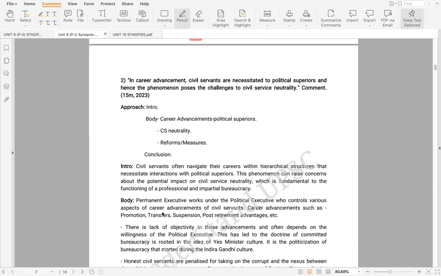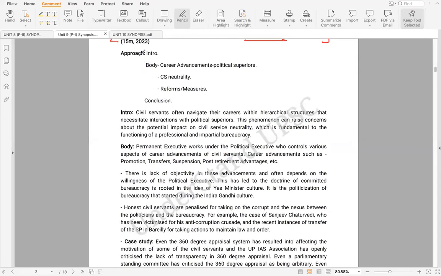Moving on to the next one. In career advancement, civil servants are beholden to political superiors, and hence the phenomenon poses a challenge to civil service neutrality. This is exactly the same question that we've discussed, just in a different form. Civil service neutrality, career advancement, and political superiors, right? This is nothing but a question on political neutrality. Introduction, body, conclusion. Career advancement, political superiors, civil service neutrality, and reforms are measures to bring about the same.